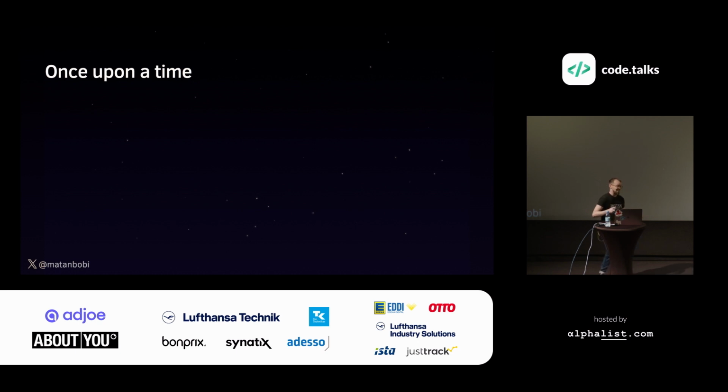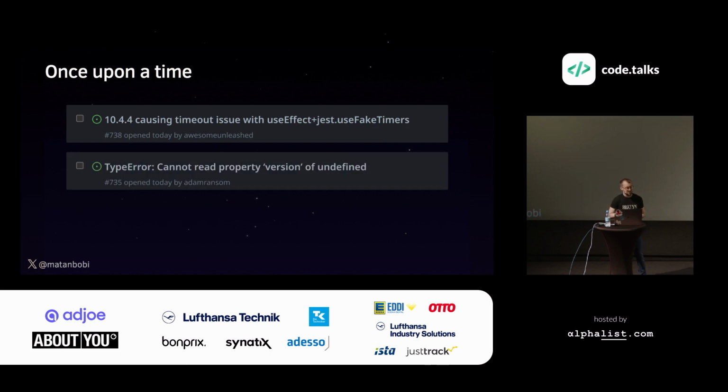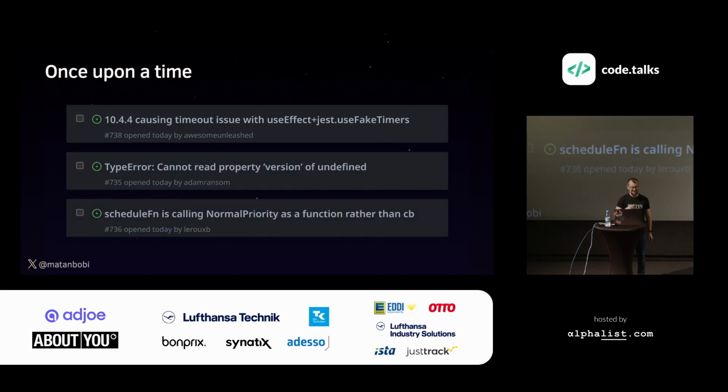Suddenly, I entered GitHub and I saw this. 10.4.4 causing timeout issue with useEffect plus jest.useFakeTimers. Type error, cannot read property version of undefined. Schedule function is calling normal priority as a function rather than a callback. So all of these 3 issues were related to my changes. They even contain code that I wrote.